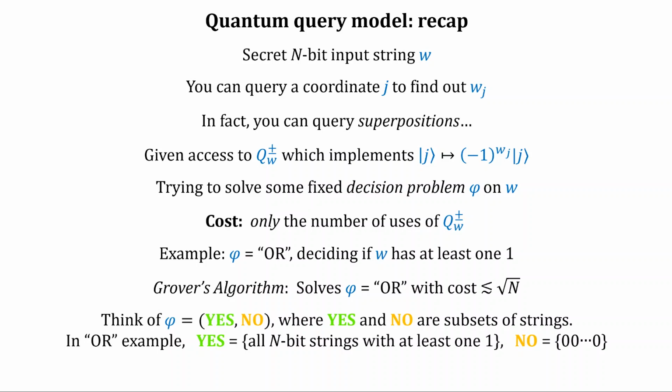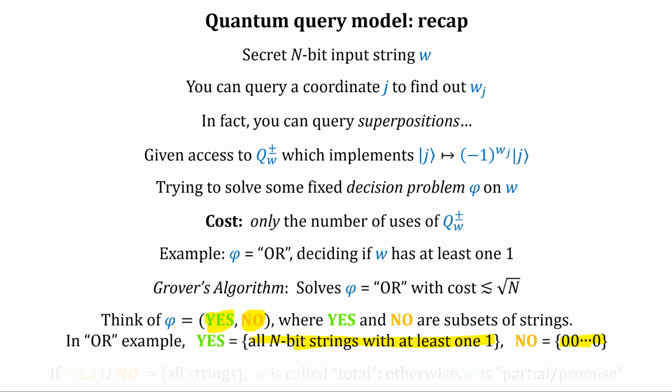And in general, the way you should think about one of these decision problems phi is that there are two sets of strings called the yes strings and the no strings. And the algorithm is supposed to say yes or accept any w which is in yes, and is supposed to say no or reject any string w that's in no. So let's try and tell the difference between the yes strings and the no strings. And in the case of the OR function, the yes strings are just all the n-bit strings that have at least one 1. And the no strings, well, this is not much of a set. It only has one string in it, the all zero string.